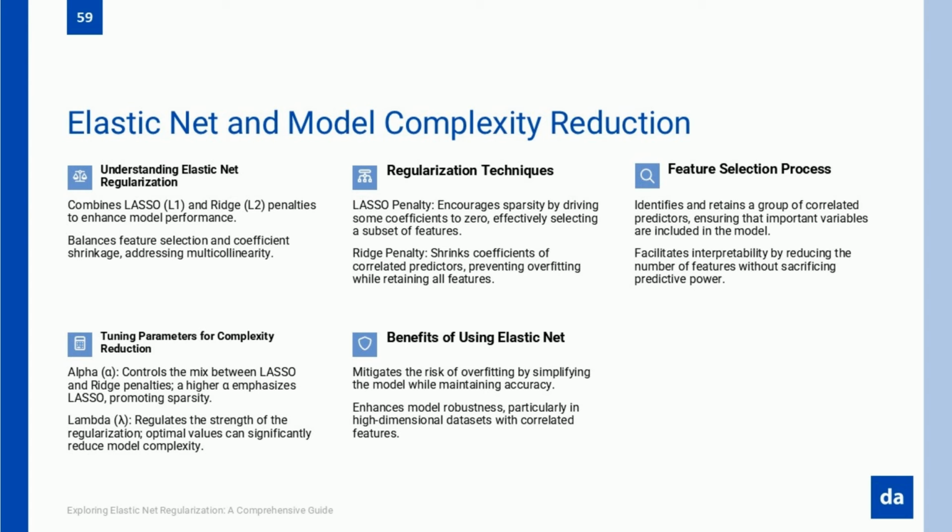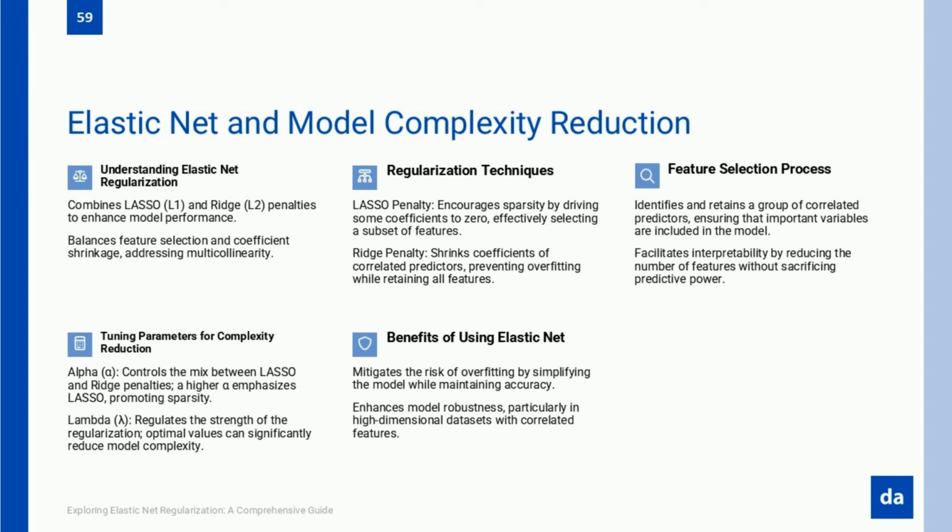One of the main ways Elastic Net simplifies models is through automatic feature selection. Unlike ridge regression, which keeps all features and just shrinks their coefficients, Elastic Net removes irrelevant or redundant predictors by setting their coefficients to 0. This leads to a sparser, more efficient model that focuses only on the most informative variables.